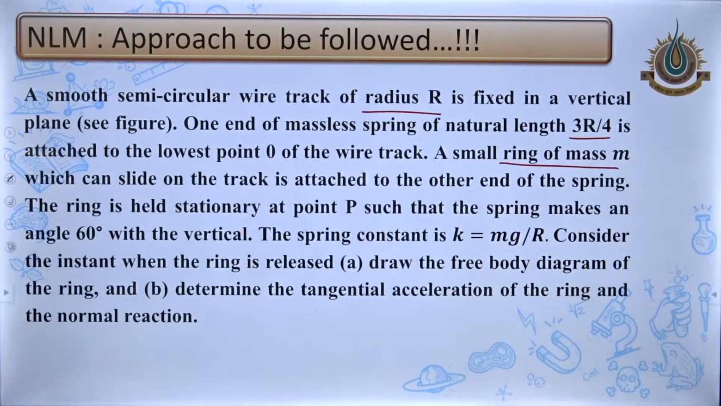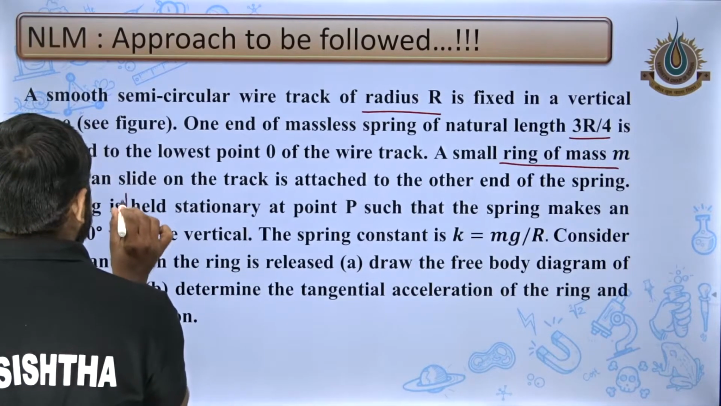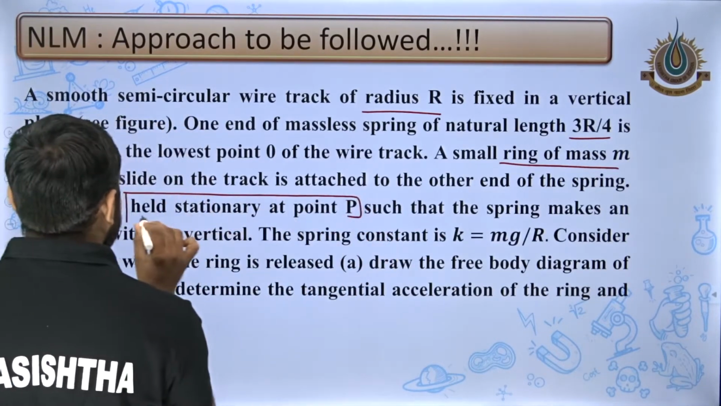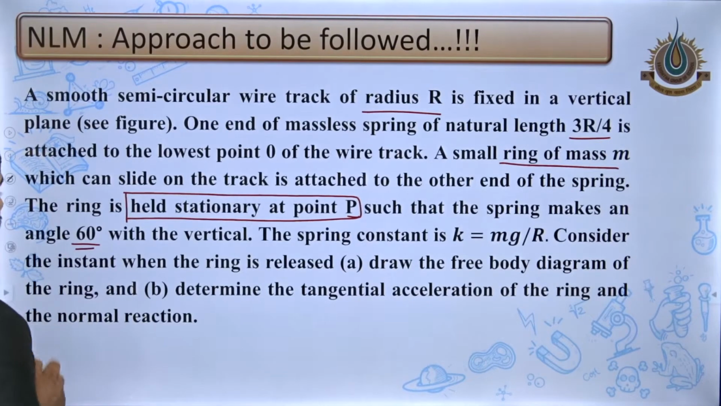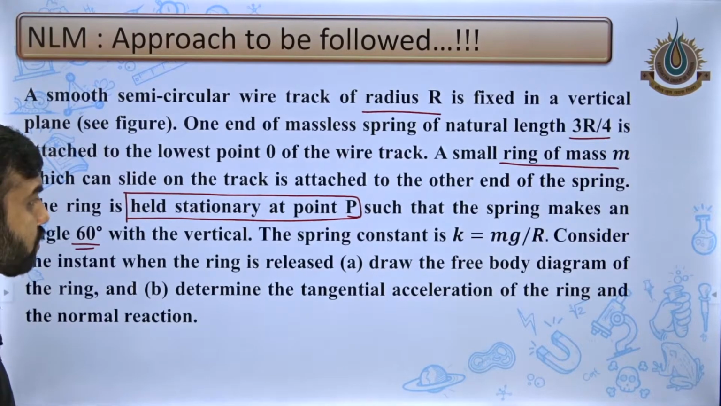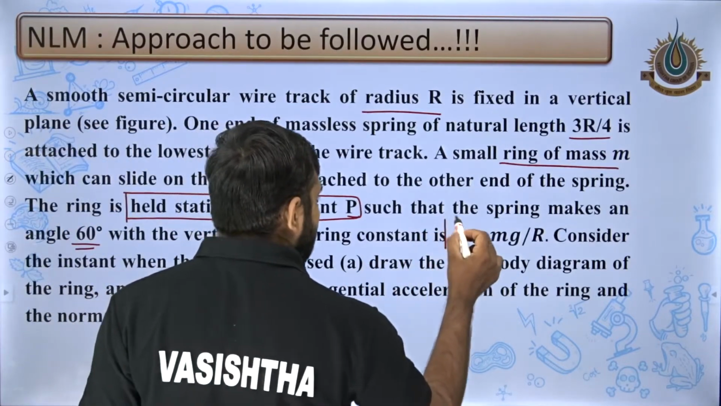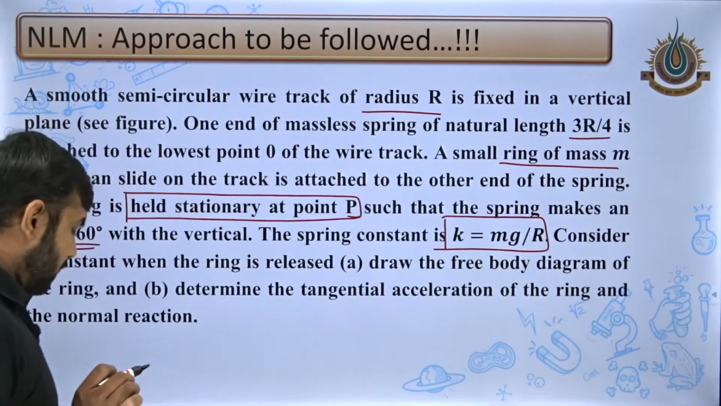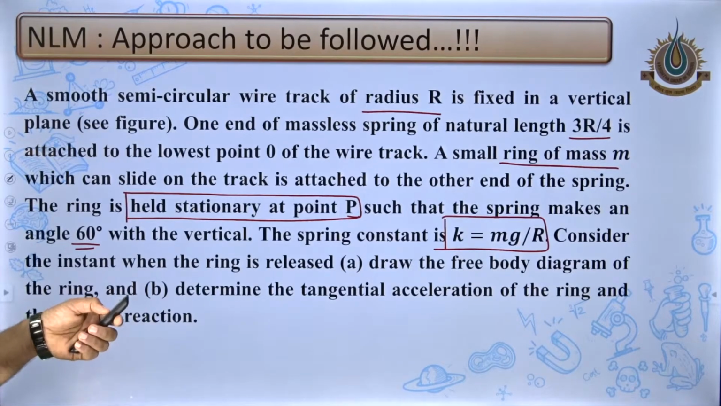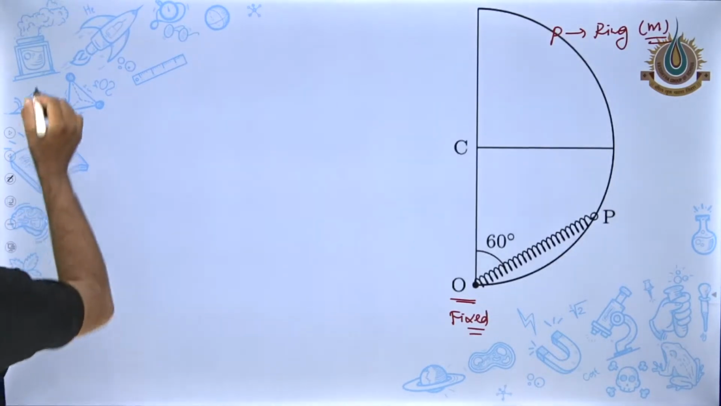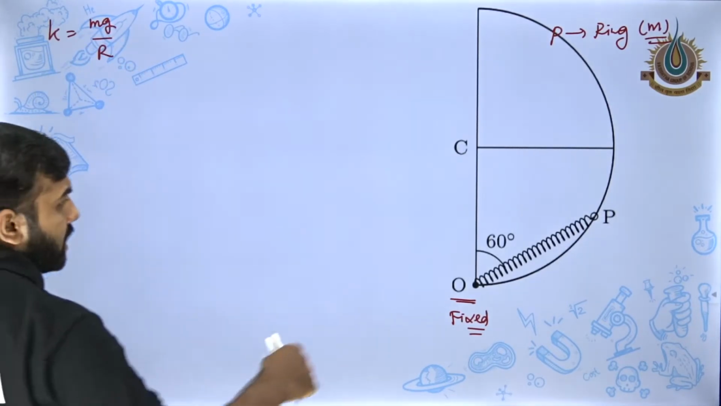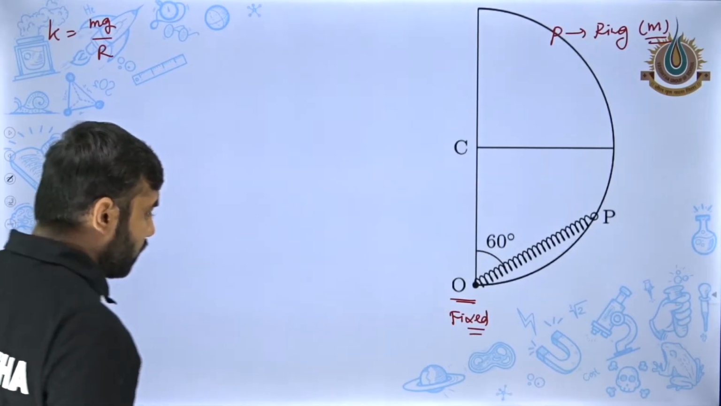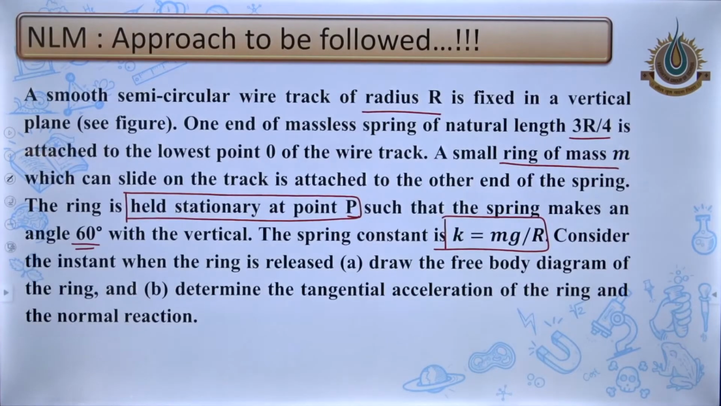The ring is held stationary at the point P. So underline this one. Initially, the ring is held stationary, meaning it is at rest, such that the spring makes an angle of 60 degrees with the vertical. The spring constant K is mg by r. So let me write the data. Theta is 60 degrees, and K is equal to mg/r. That is the given initial condition.